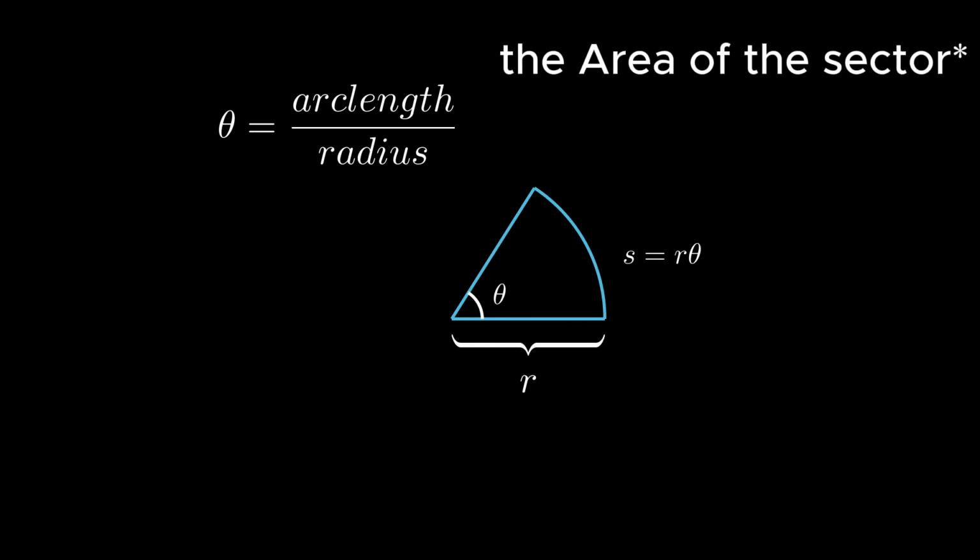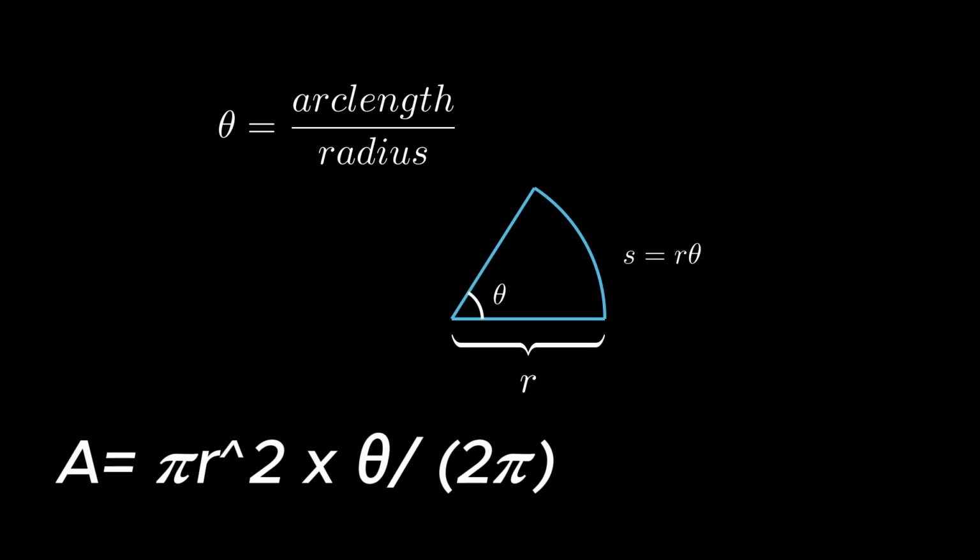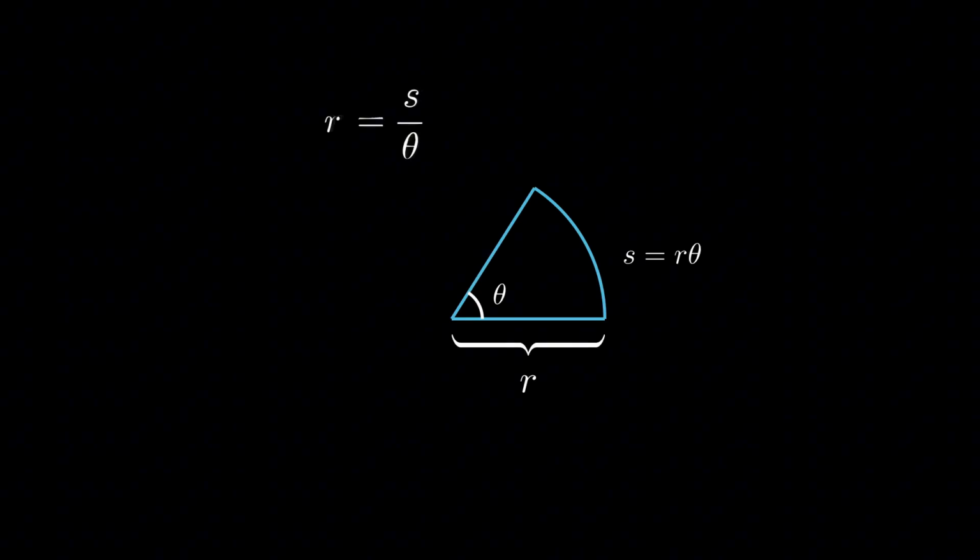How do we represent the area of this sector? Pi r squared is the area of a full circle. However, in this case, we need to multiply it by theta over 2 pi, which will yield the formula area equals theta times r squared over 2. If we plug S over r in for theta, we get the formula that area equals S times r over 2.